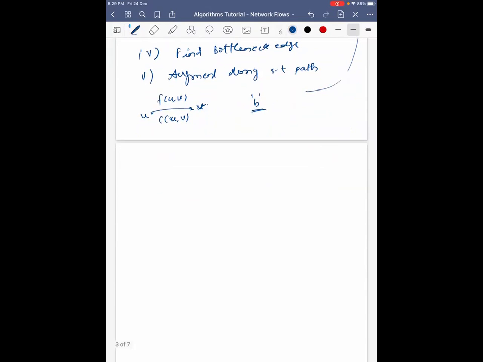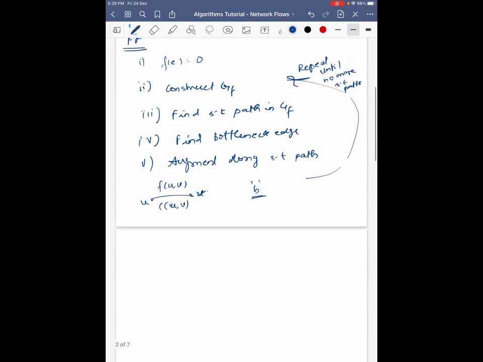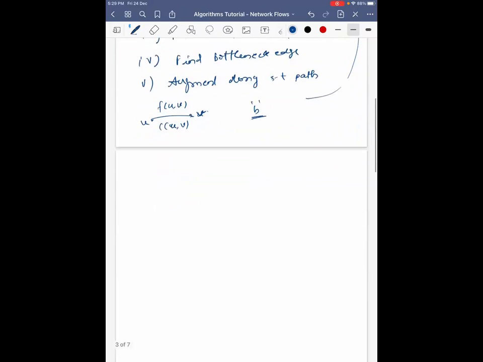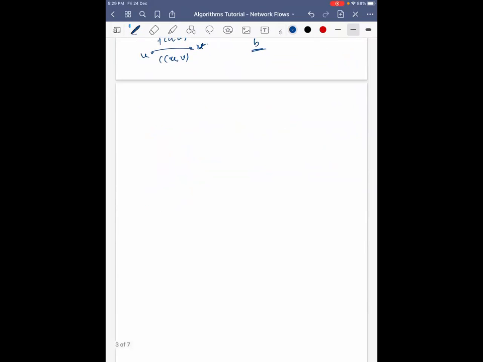So we continue augmentation until there are no more ST paths in the residual network. Okay. So what is the time complexity of this algorithm?